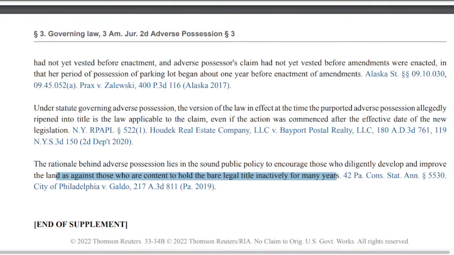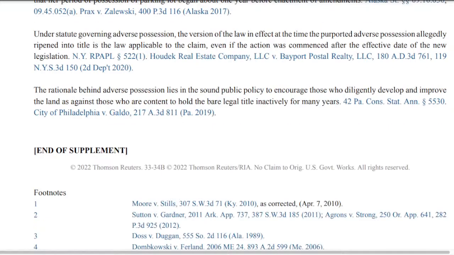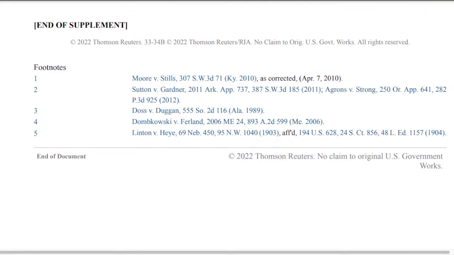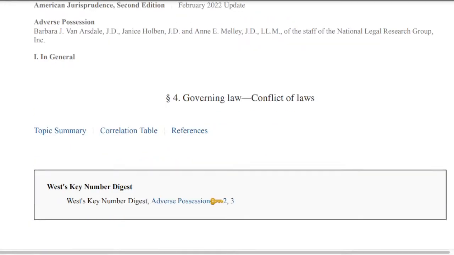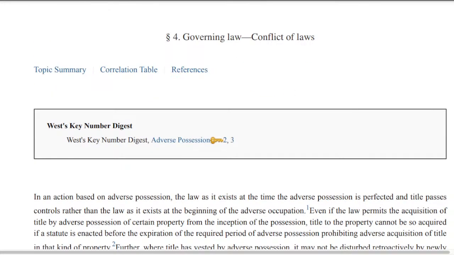So you get a definite feel for the intent now of adverse possession. I think it's encapsulated very well here as the main difference between those who are content to hold a bare legal title inactively, as opposed to someone who will diligently develop and improve the land. Interesting stuff here. Let's move along. Governing law. Conflict of laws. Section 4.